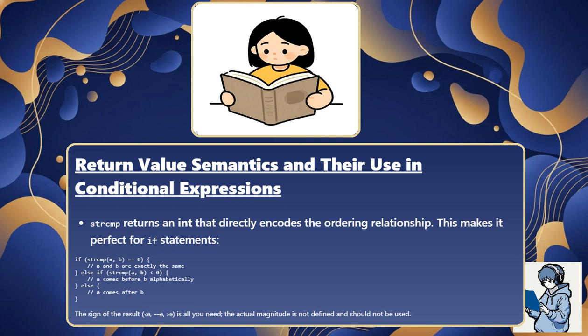strcmp returns an int that directly encodes the ordering relationship. This makes it perfect for if statements like: if strcmp(a, b) equals 0, then a and b are exactly the same, else if strcmp(a, b) is less than 0, then a comes before b alphabetically, else a comes after b. The sign of the result, less than 0, equal to 0, greater than 0, is all you need. The actual magnitude is not defined and should not be used.